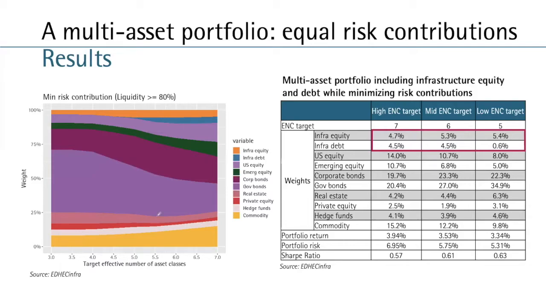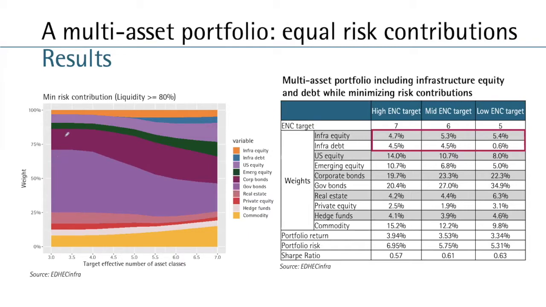So same as before, we have an allocation plot, which has target number of effective asset classes on the x-axis, and then weights on the y-axis, which show the allocation to different asset classes. We also present three cases in more detail on the right, which represent the three different ENC targets.